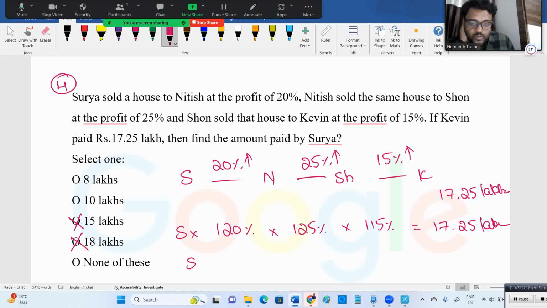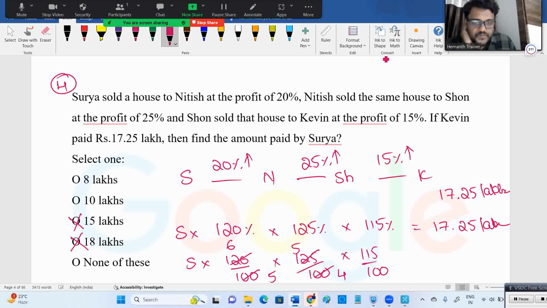We'll check. 120% means 120 divided by 100. 125% is 125 divided by 100. 115% is 115 divided by 100. This is 25 five times, 25 four times. This is 26 times, 25 times. This 5 gets cancelled. This is 3 and this is 2. And this is 115, right? So 5 times 23, 5 times 20.